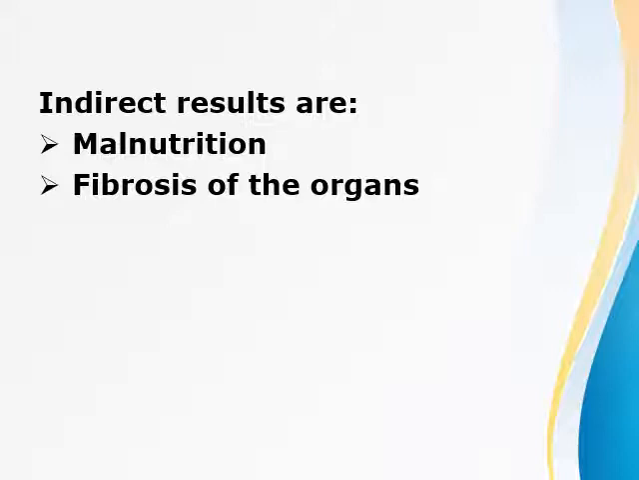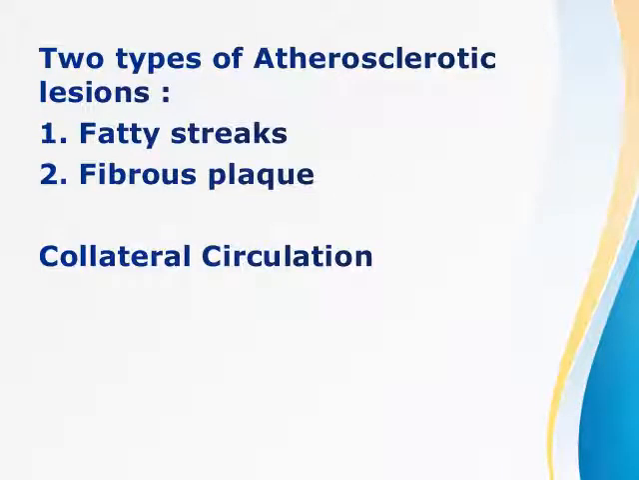So how come it leads to the fibrosis of the organs? This is related to the lack of blood and oxygen supply to the organs supplied by the atherosclerotic artery. There are two types of atherosclerotic lesions: fatty streaks and fibrous plaques. So when I say fatty streaks, these are usually yellow and smooth type. They protrude slightly into the lumen of the artery and are composed of lipids and elongated smooth muscles, whereas fibrous plaques are composed of smooth muscle cells, collagen fibers, plasma components, and lipids.